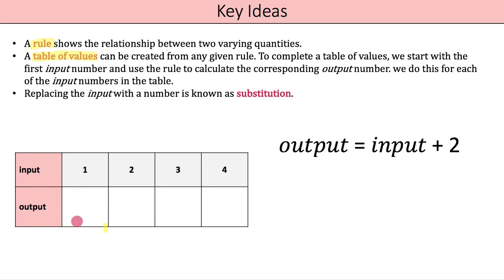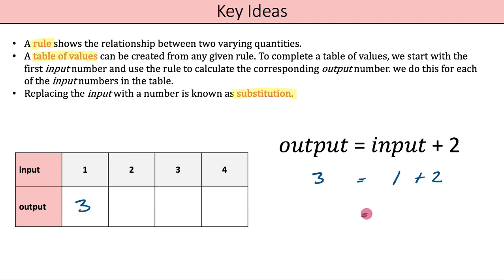Let's see if we can fill out this input-output table. And the way that we do that is by using substitution. So we're replacing the input with a number. This is known as substitution. So to do this, to find what my output is when my input is 1, I'm going to go, well, that is going to be 1 plus 2, which is going to be 3. So I'm going to put a 3 in here.